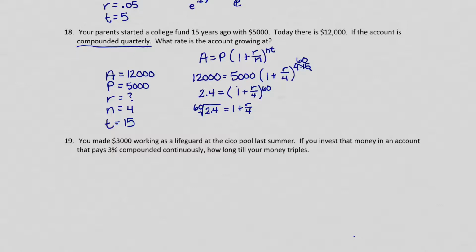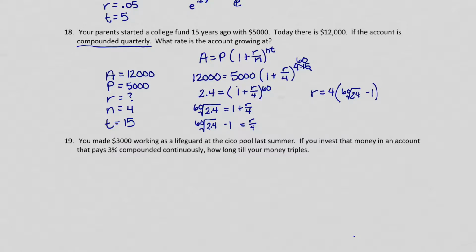So the next thing would be subtracting 1. So I would have 60th root of 2.4 minus 1 equals R over 4. And then you multiply all of that by 4. So R will equal 4 times the 60th root of 2.4 minus 1. And that is what you can plug in your calculator.